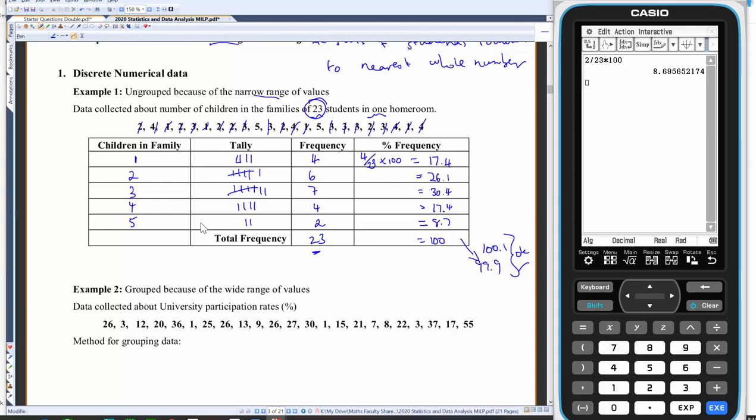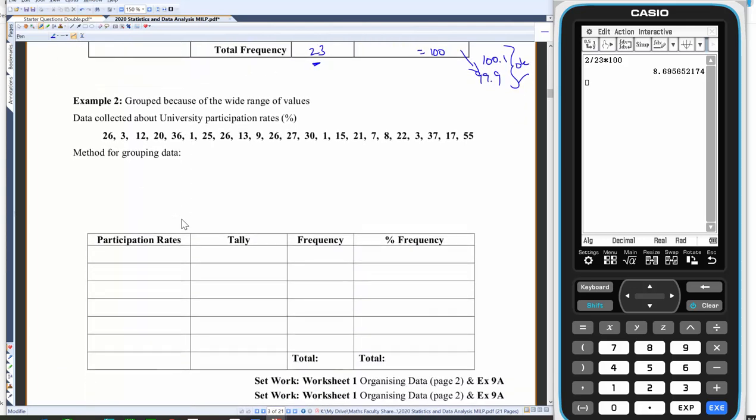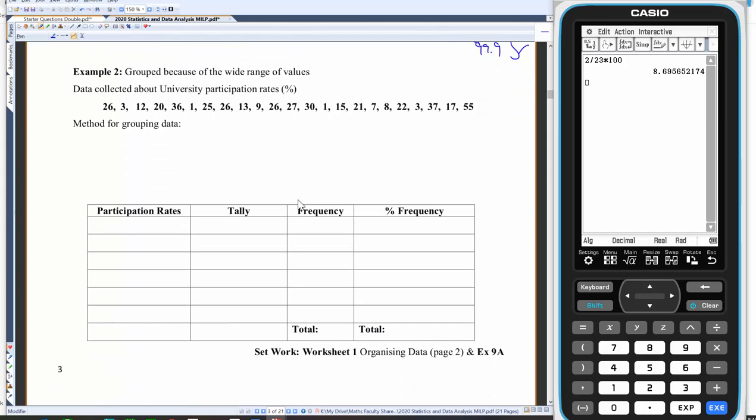All right, so that's our first frequency table here. Let's go to a second one, and what we're going to do with this one is group the data. Now, why do I know that? Well, I can see that I'm collecting information about university participation rates, and it might be in Melbourne suburbs or something like that. So this might be a suburb that has a uni participation rate of 26%, 3%, 12%, etc. I don't know whether it's country based or what, but it doesn't really matter. We're just going to process this list.